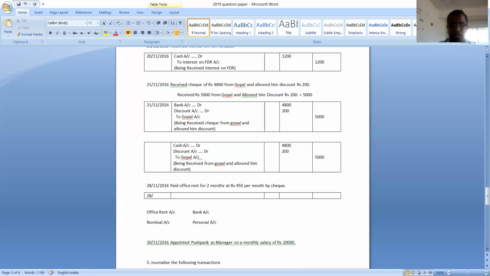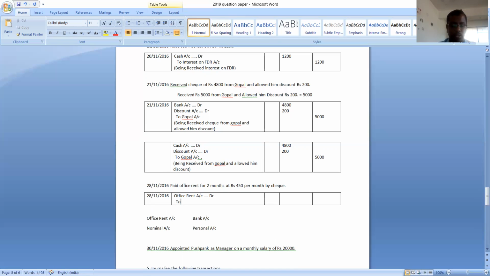Write down the date here: 28/11/2016. Office rent account is debited because it is expense. So office rent account debit. Okay. So which account should be credited now? Bank account should be credited. Why bank account should be credited? Because banker is the giver. So office rent account debit to bank account.